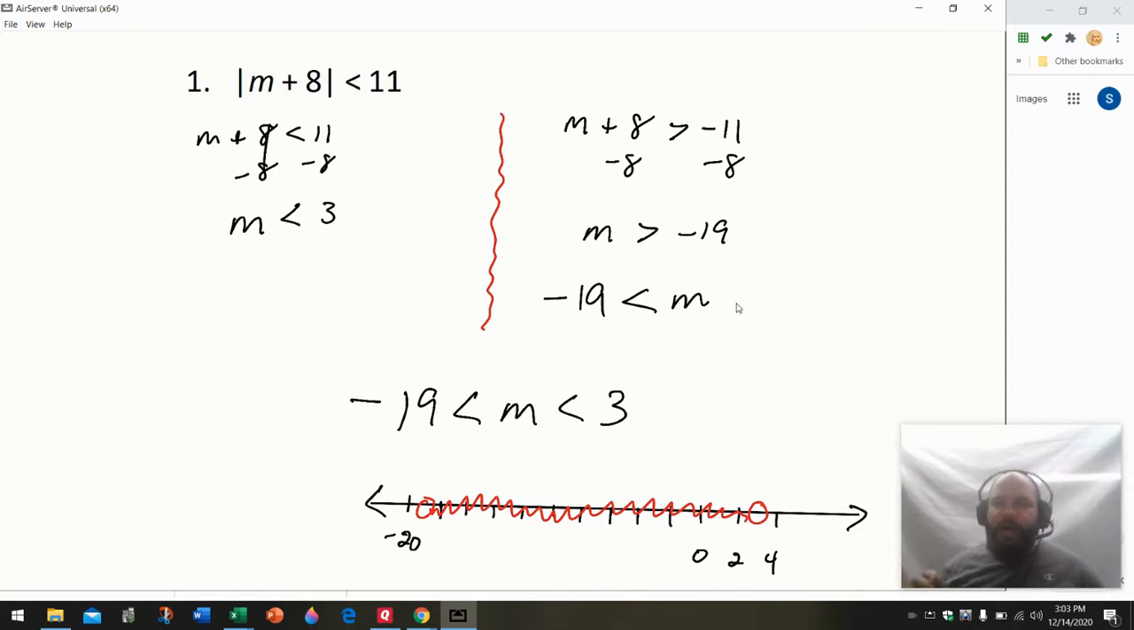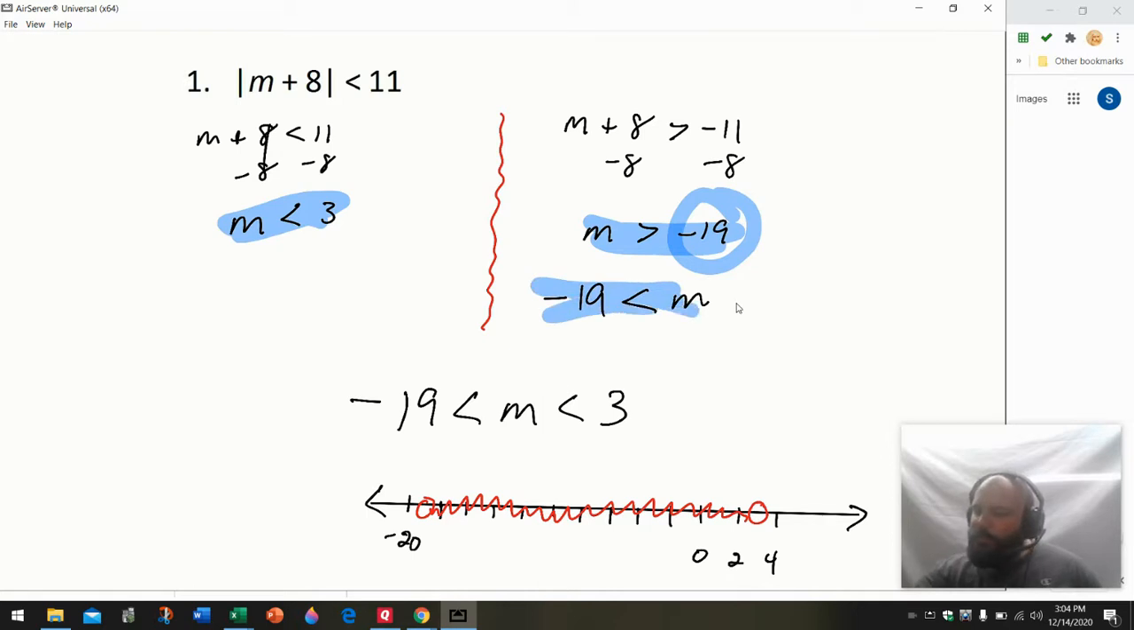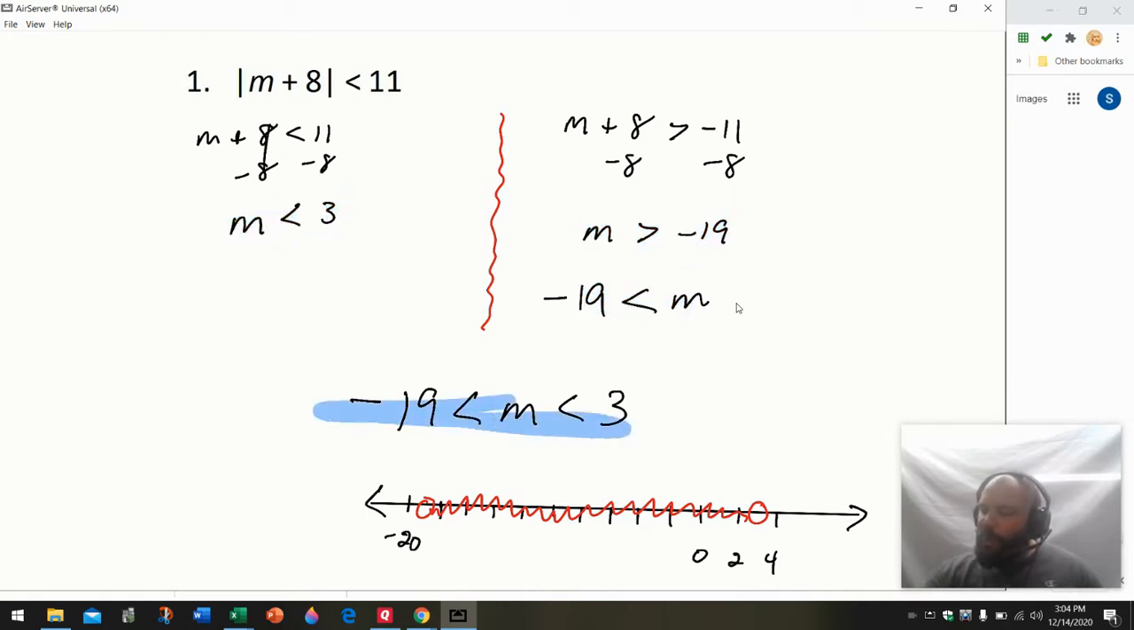Okay, so there's a lot going on here. Let's recap what we did. The first thing we did is we dropped the absolute values and just solved the problem. The second thing that we did is we dropped the absolute values, but I flipped over the inequality sign and I made that number negative. Once I did that, I solved it and I got two different solutions. But I took the one that has the smaller number. In this case, the negative 19 is smaller than 3, and I flipped it over. And once I flipped it over, I combined them into one inequality. And then from there, I graphed it.